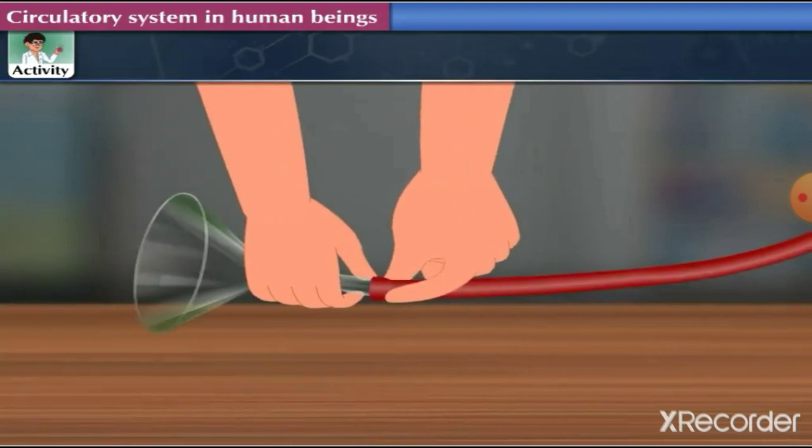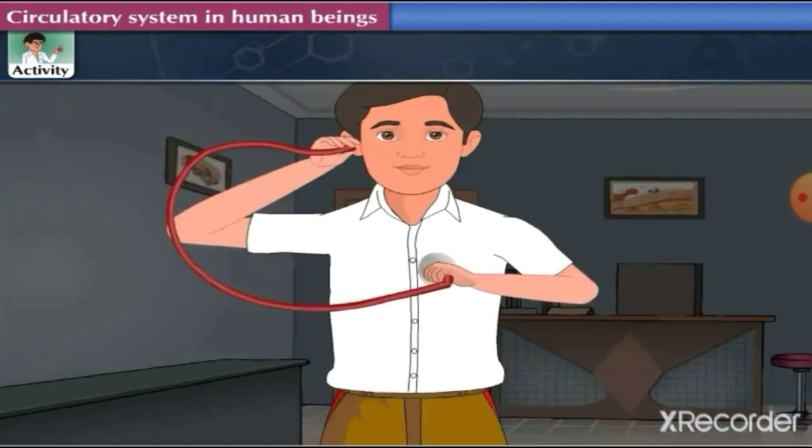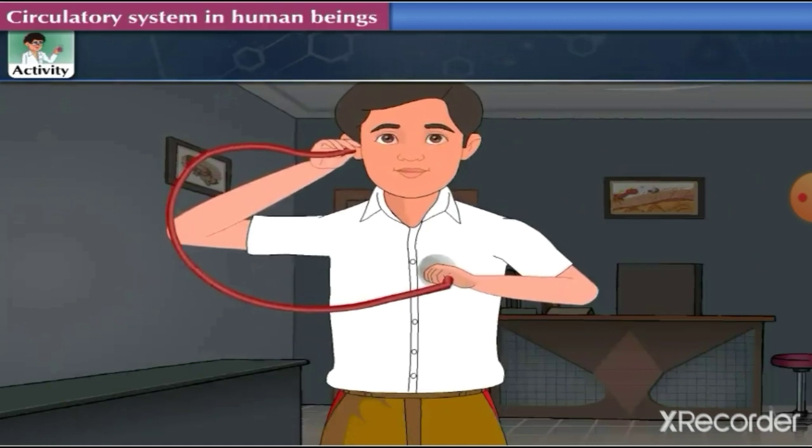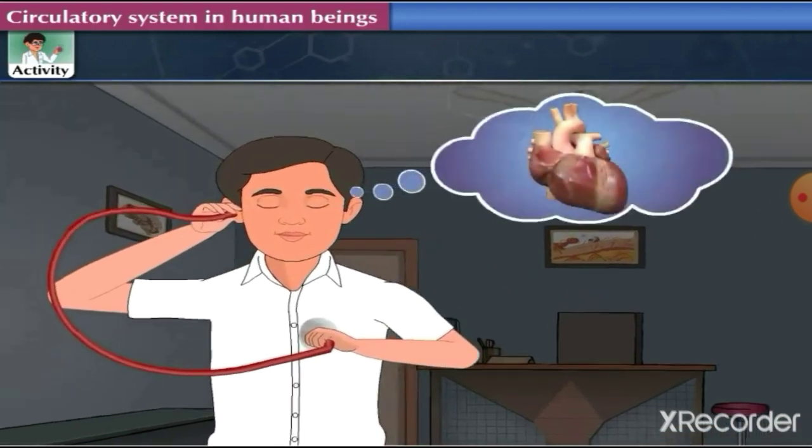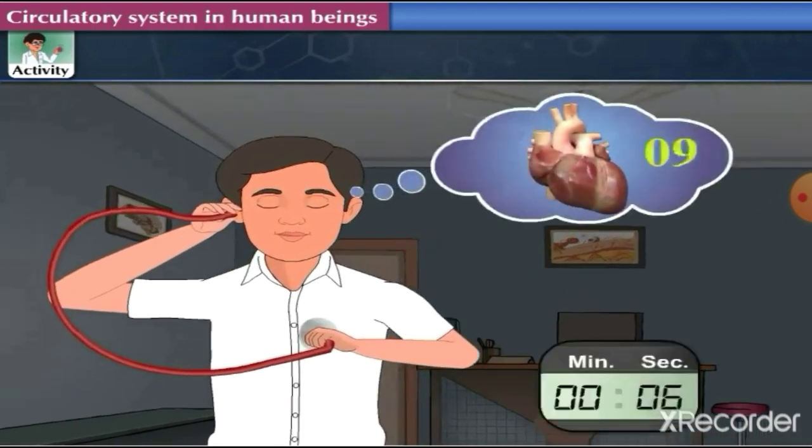Take the funnel and fit the rubber tube at its narrow stem. Now keep the wide mouth of the funnel on the left side of your chest and bring the other end of the rubber tube near to your ear and hear the sound. You can hear your heartbeats. Listen to the heartbeats carefully and record the number of heartbeats heard per minute using a stopwatch.